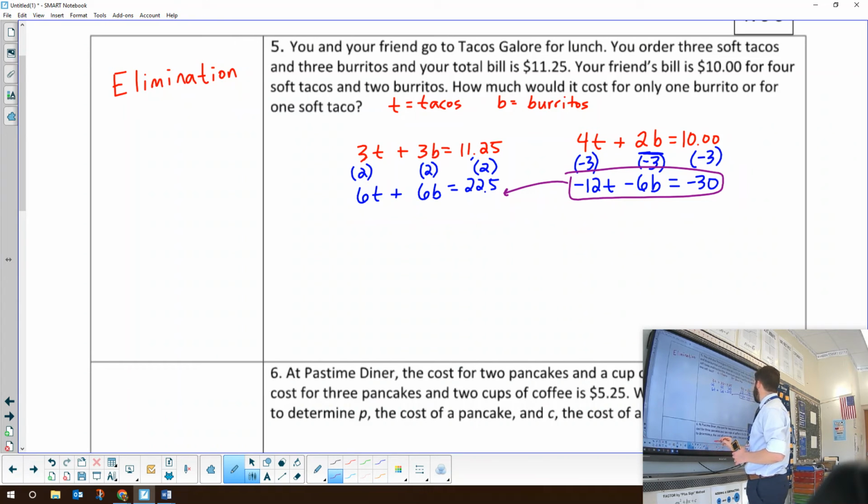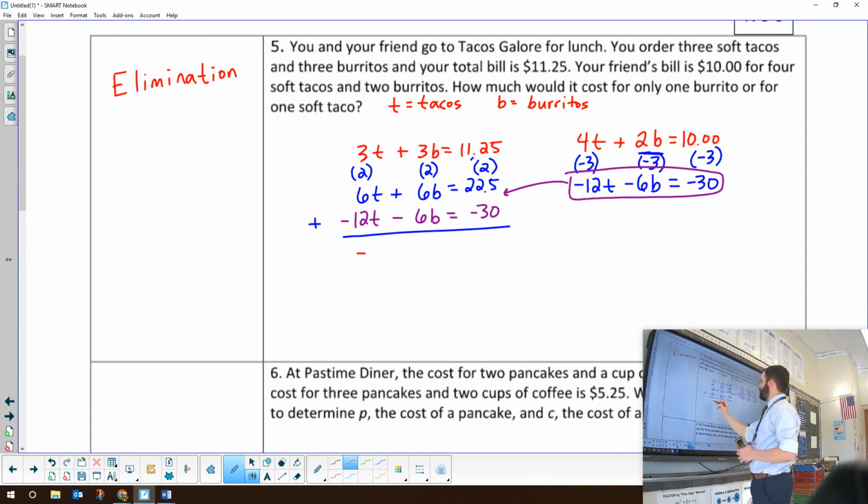So that way I can combine those. So we'll have negative 12t minus 6b equals negative 30. Now, if I add these up, look what happens. If I add these together, we're going to get negative 6t here. Those in the middle are going to cancel. And then 22.5 plus negative 30 is going to be negative 7.5.